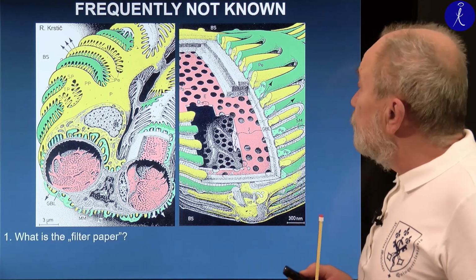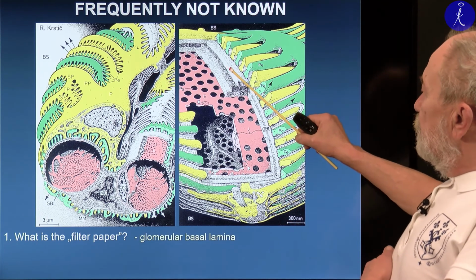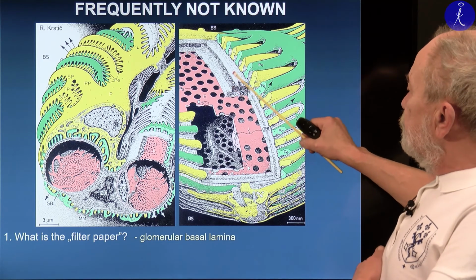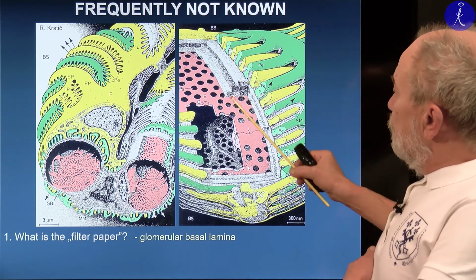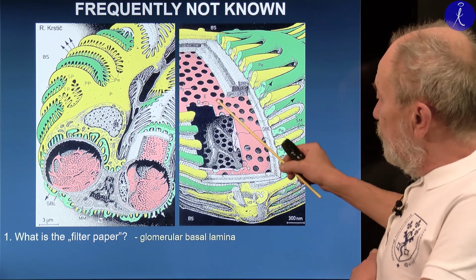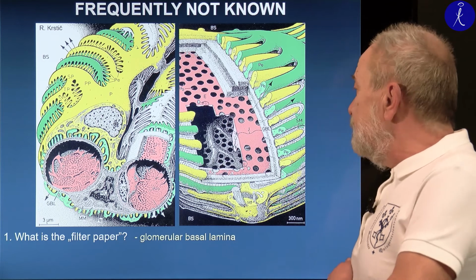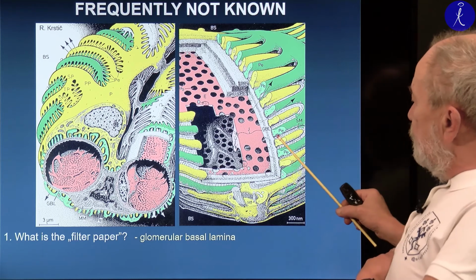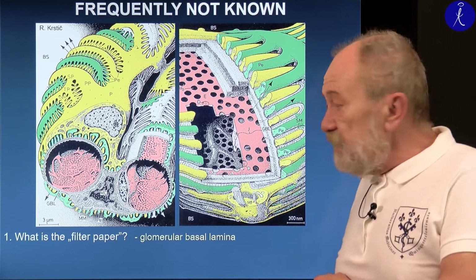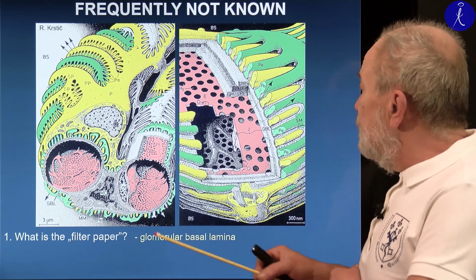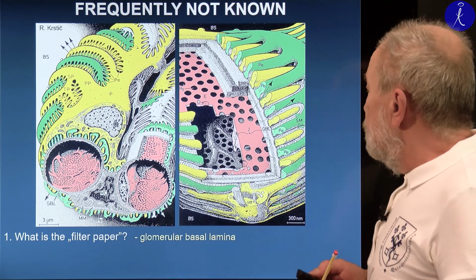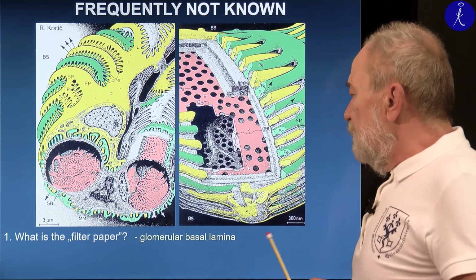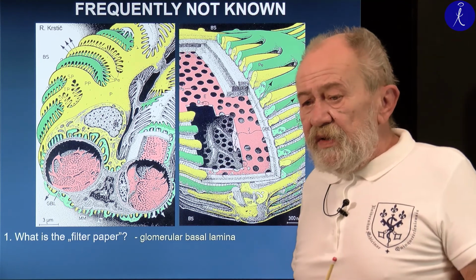And the answer is the unusually thick glomerular basal lamina should be the filtration material, because the fenestration of the capillary endothelium does not prevent molecules from passing through, and the same applies to the slit membrane here, where the spaces are still fairly big enough to pass medium-sized molecules through. So the real filter paper is this glomerular basal lamina.